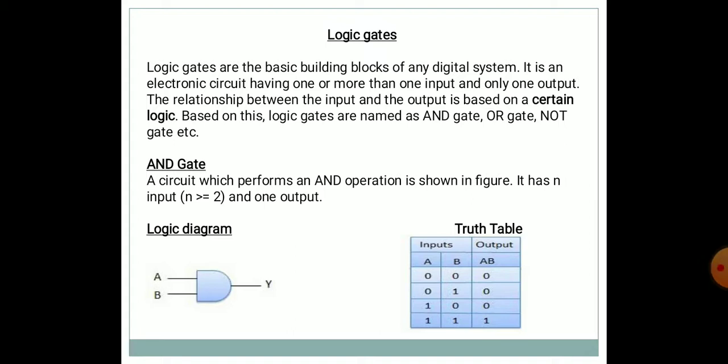Now that we are starting with our new semester in online mode, in this semester we are about to learn the digital design paper. So you have got your syllabus in the Google Classroom. So let's begin with logic gates.